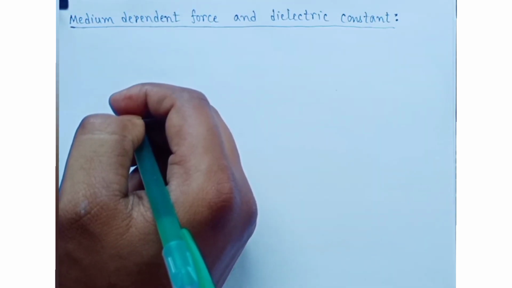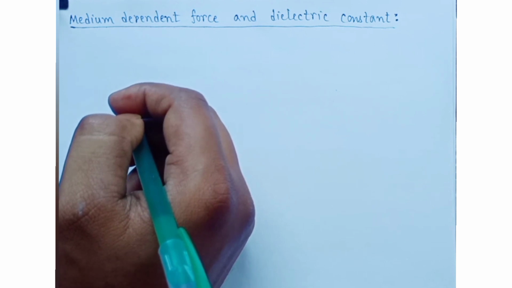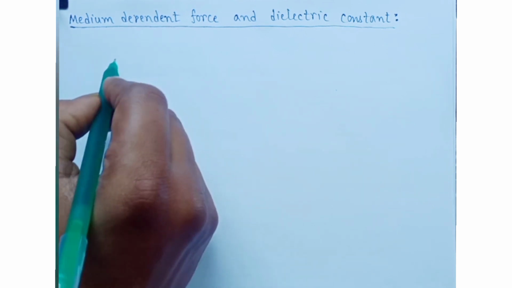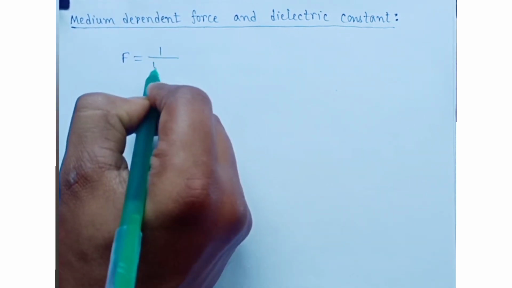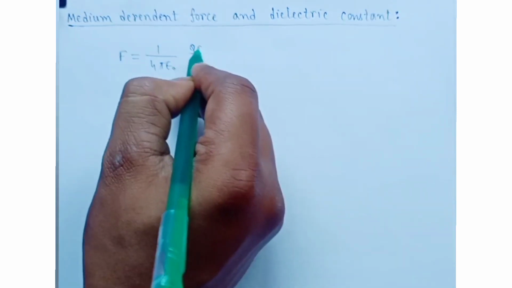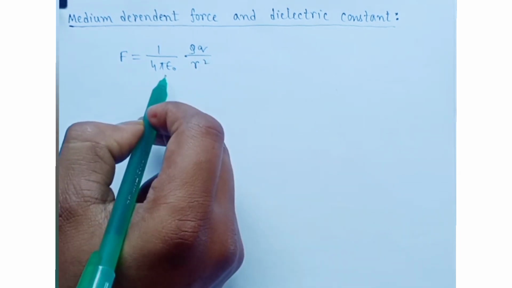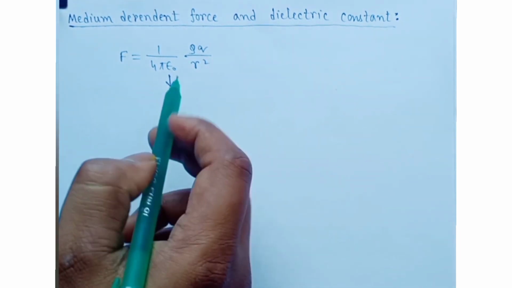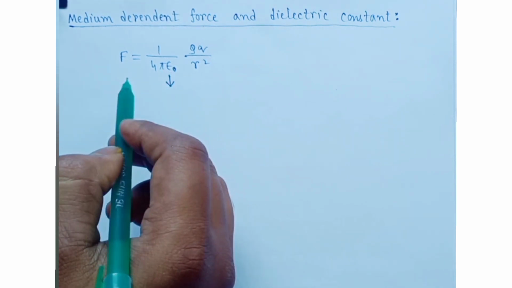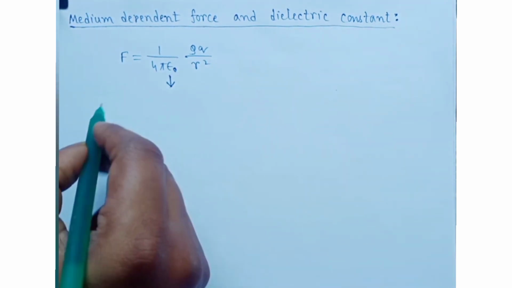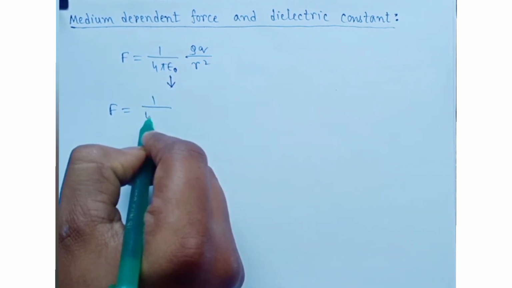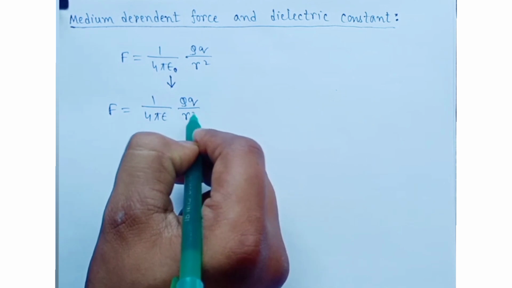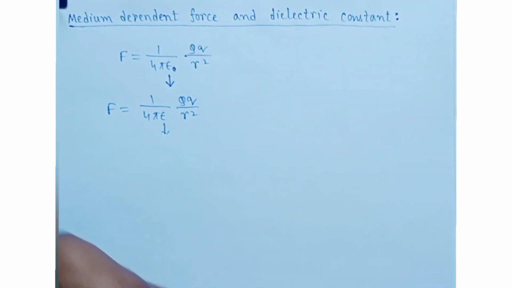Now, one of the important properties of Coulomb's law of electrostatics is that the Coulomb's force depends on the medium. Coulomb's force is given by 1 by 4 pi epsilon naught q by r square. Here, epsilon naught is the medium dependent term, which is called the permittivity. Epsilon naught is the permittivity in free space, and for any other medium, Coulomb's law can be written as 1 by 4 pi epsilon naught epsilon q by r square. Here, epsilon is the permittivity of that medium.